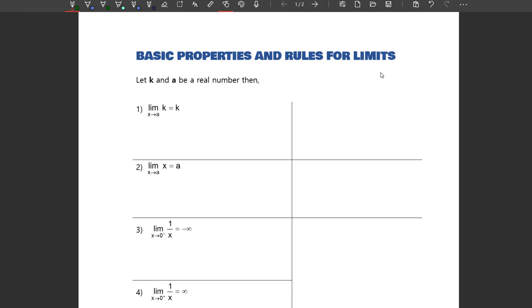Let K and A be real numbers, then the limit of K when x approaches A is equal to K. Because here we don't have any unknown x that we can substitute the value of A into. That's why it remains as K.